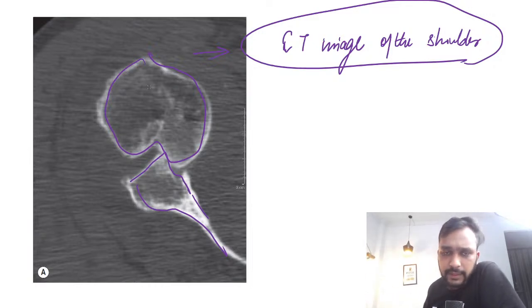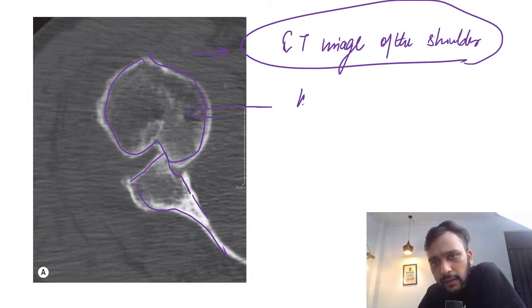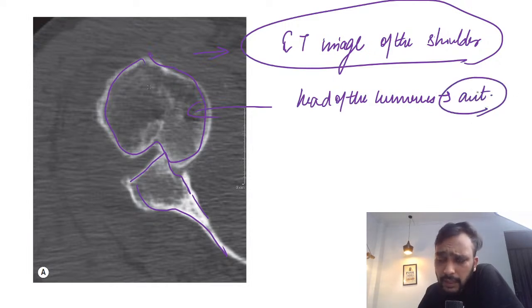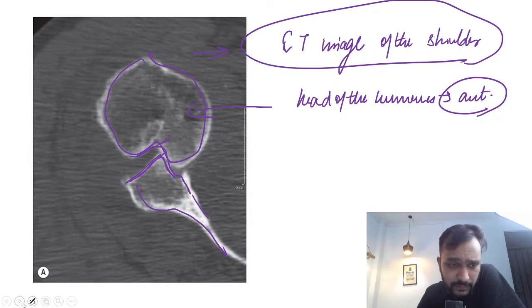Anyone, guys, what is happening here? So, guys, here we are seeing that the head of the humerus is again dislocated anteriorly. And after dislocation, we are seeing that the posterior surface of the head of the humerus has impacted onto the anterior glenoid labrum.